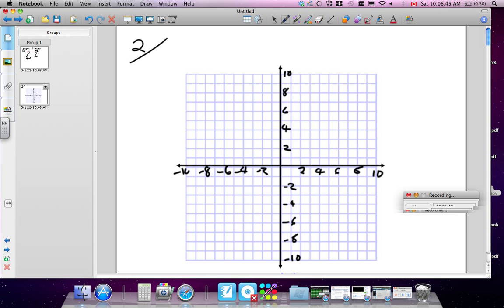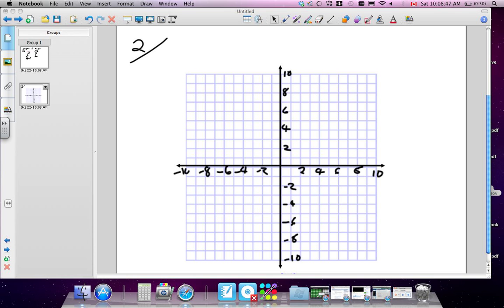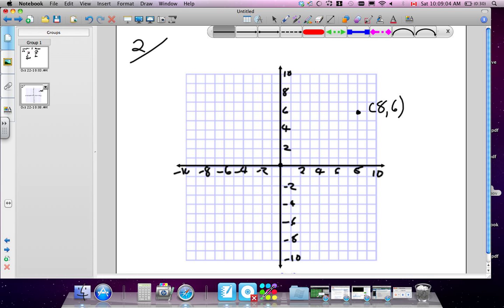Okay, question number 2. They asked us to find the distance between point 8, 6, is it? Okay, so we look on our graph, x is 8, y is 6. So here's our point, 8, 6. They want the distance of that to the origin. Well, the shortest distance will always be a line, okay? So they want the distance of that line, okay?